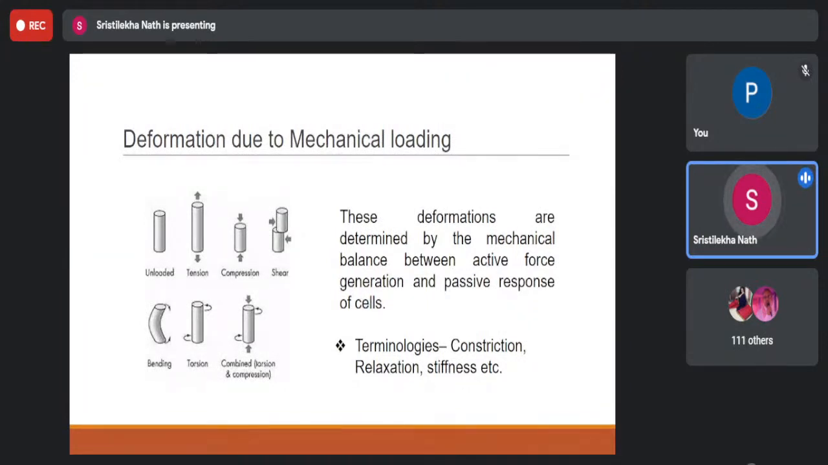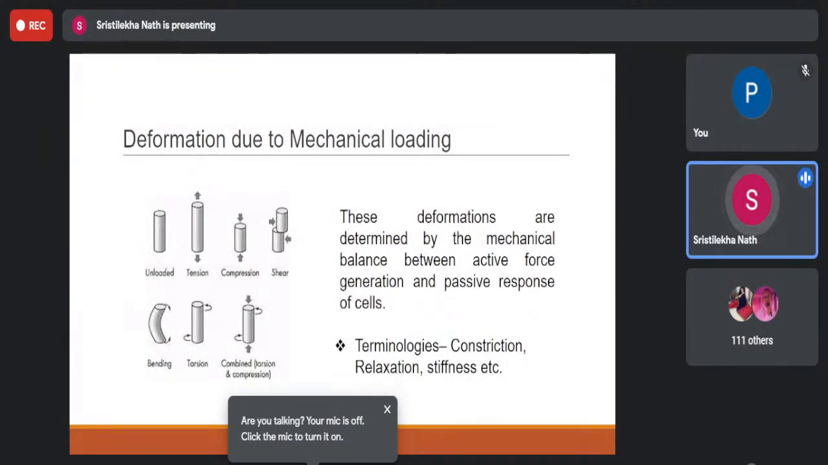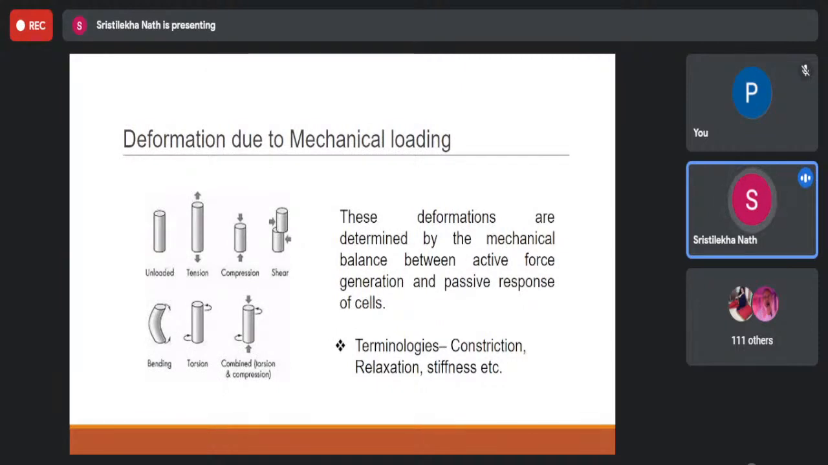These are constriction, relaxation, and stiffness. We can talk about the stiffness of the surrounding substrate or matrix, because when cells grow, they need some kind of physical attachment to the matrix where they are growing, and also the stiffness of the tissue itself, how stiff the tissue is. These all come under the mechanical factors that determine such a deformation.